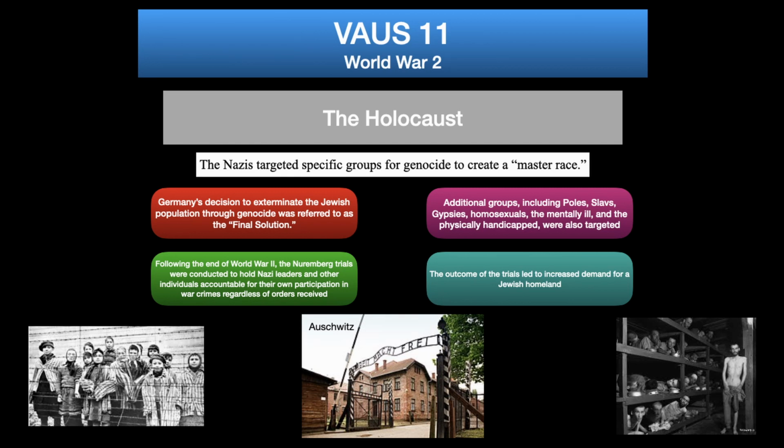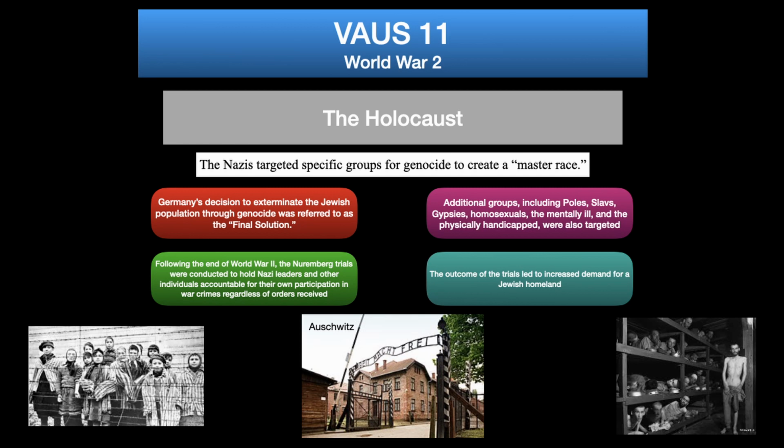And one of the darker themes of the war, to be fair, the whole war is pretty sad to be honest, but we have the Holocaust. The Nazis targeted specific groups for genocide to create a master race. Germany's decision to exterminate the Jewish population through genocide is called the final solution. Additional groups including Poles, Slavs, Gypsies, homosexuals, the mentally ill, and the physically handicapped were also targeted.